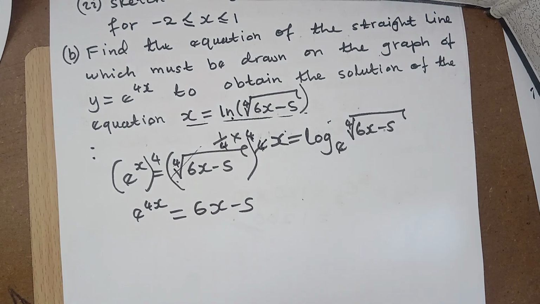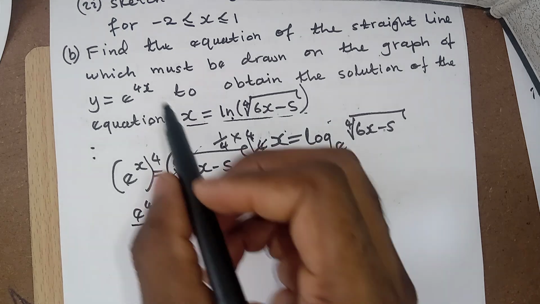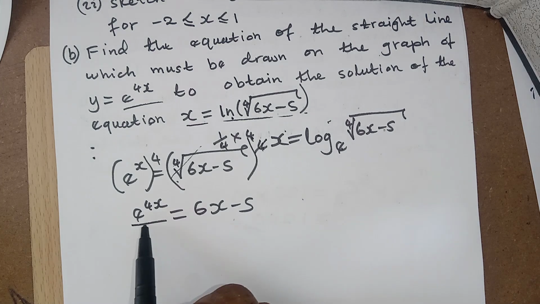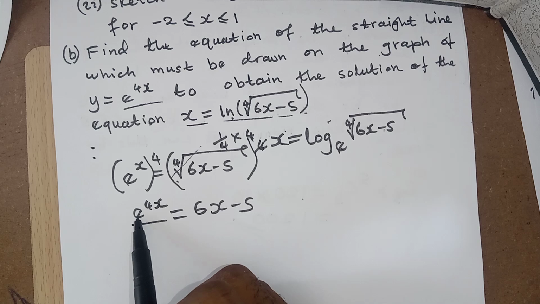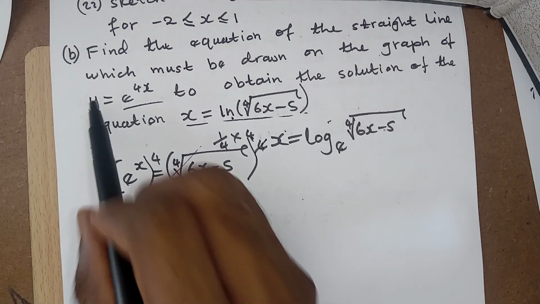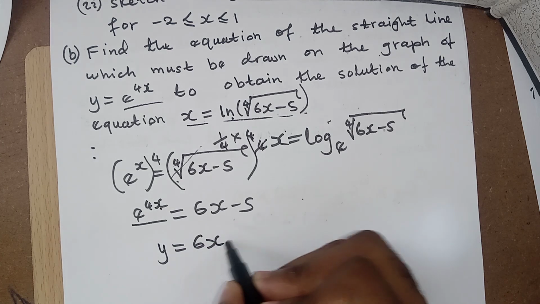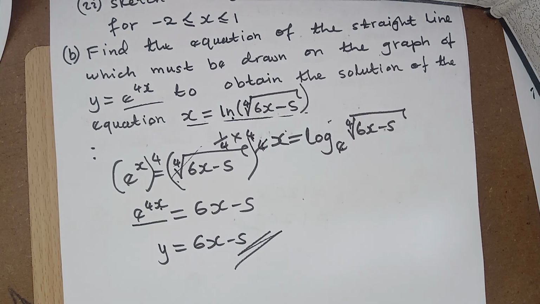So you have this. So when you look at this and this, you can see that the two are the same. So I can substitute my y in this because I know that e to the power 4x is simply y. So we have y is equal to 6x minus 5. And you are done. This is the equation we are trying to find.